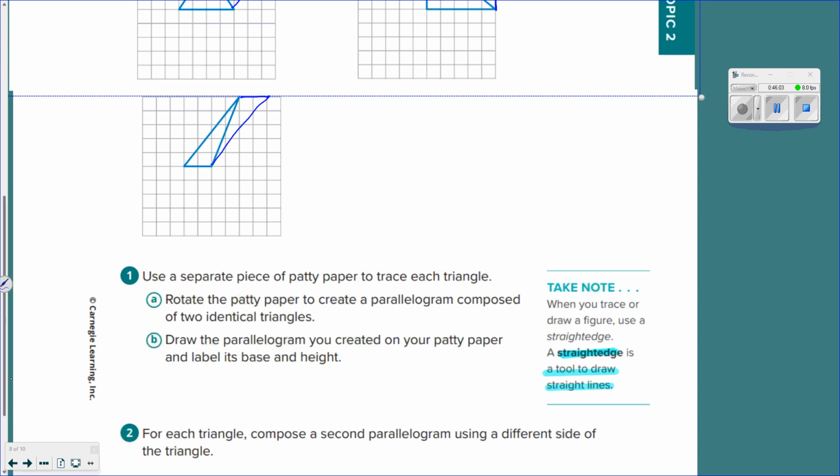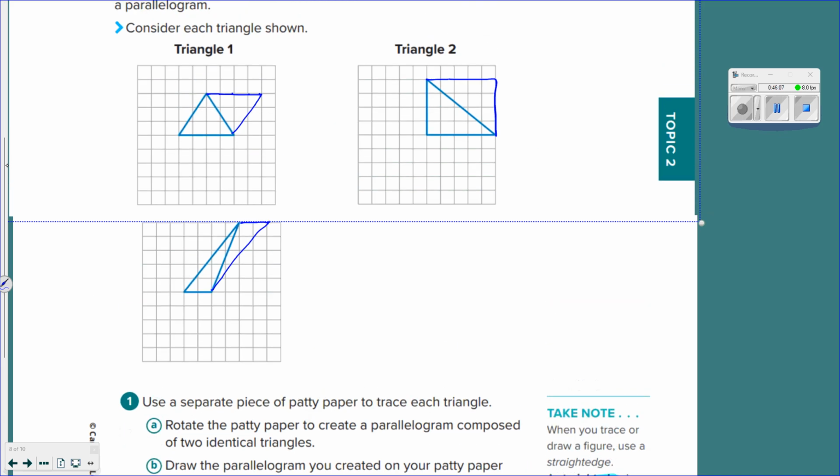It also said label my base and my height. This should have been easy. There's my base. I don't have a right angle, so I need to make one, meaning that line would be my height. This one was easy. I have a base and a height. This is the most difficult. I need everybody to pay close attention on this.